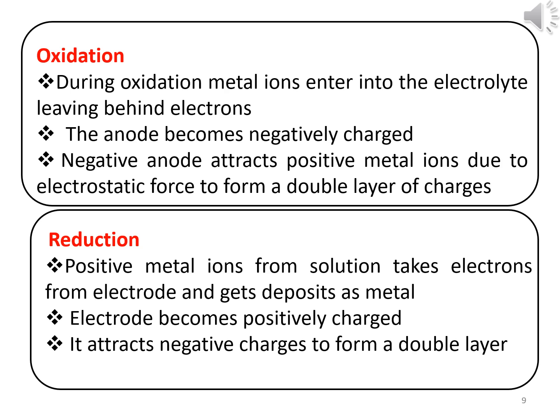This negatively charged anode starts attracting positive ions from the solution to form a double layer of charges known as the Helmholtz electrical double layer. Likewise, during a reduction process, positive metal ions from the solution take electrons from the electrode and get deposited as metal. Thus, the cathode gets a positive charge and starts attracting negative charges from the solution to form the Helmholtz electrical double layer.